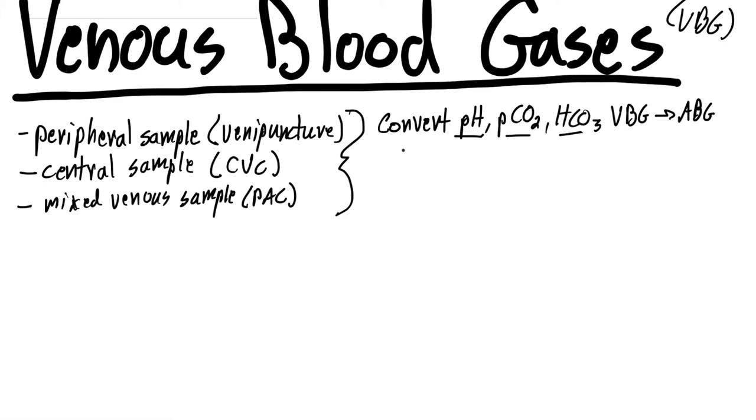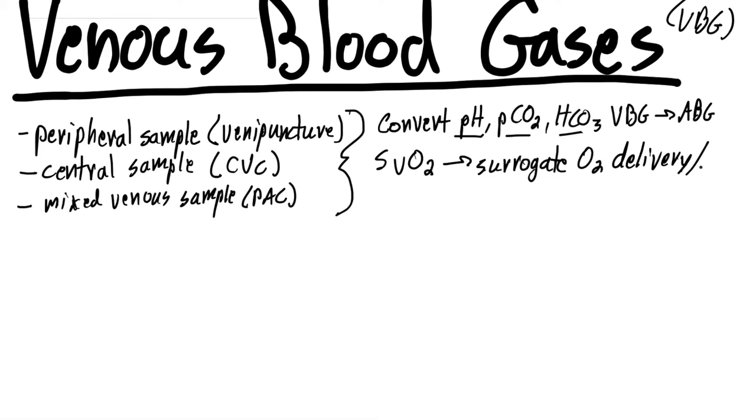The other reason is that the SVO2 on a VBG, which we're going to get into, is a marker, a surrogate used for oxygen delivery and consumption, which we'll touch on, although not go into great detail on in this lecture.